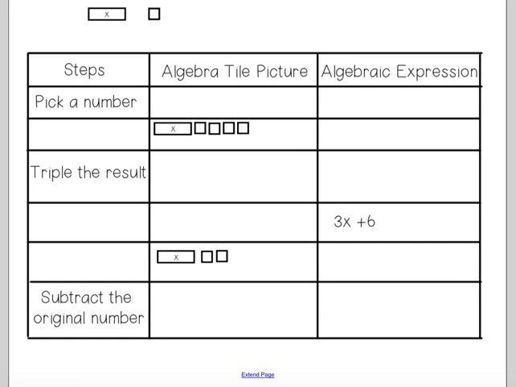Okay, so on your test you're going to see a table filled in with 3 columns that has steps, the algebra tile picture, and the algebraic expression. So this is just like the math magic trick that we spent a couple days practicing, and we have to fill in the missing pieces of the steps.